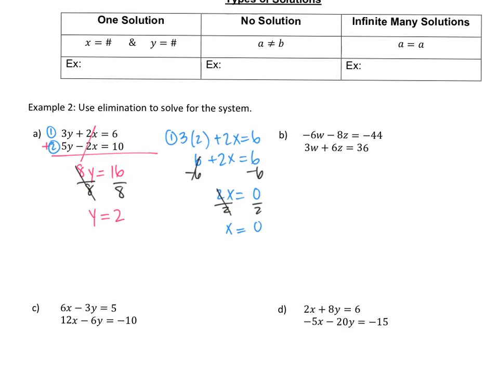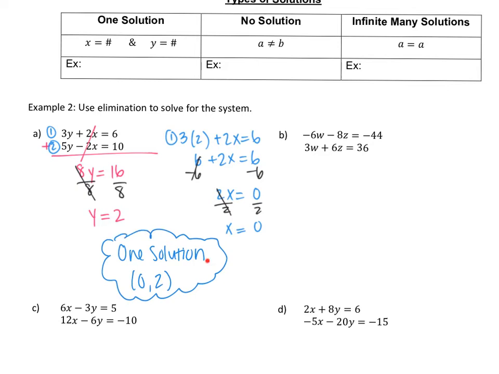Remember, we write this as a coordinate. When you're writing a coordinate, make sure you write x first, so 0 first, and then the 2, the y. This is one solution because it's one set of x's and y's, so one pair of coordinates. And that's it, that's my first one. Let's try the next one.